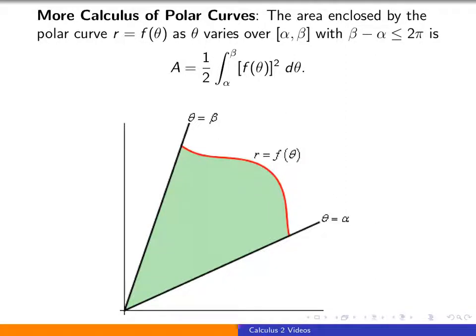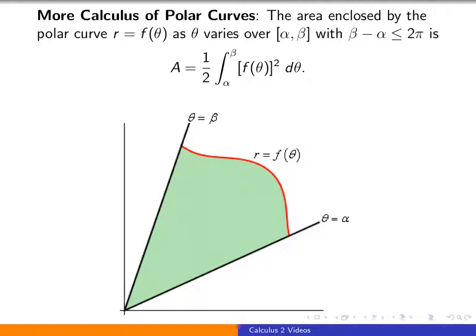In this video, we will continue discussing the calculus of polar curves, specifically calculating an enclosed area. So in this case, we're thinking that we have a polar curve r equals f of theta, and we have a theta value which is varying from alpha to beta. And there is a small stipulation that the difference between beta and alpha has to be less than 2 pi, so the curve's not repeating itself.